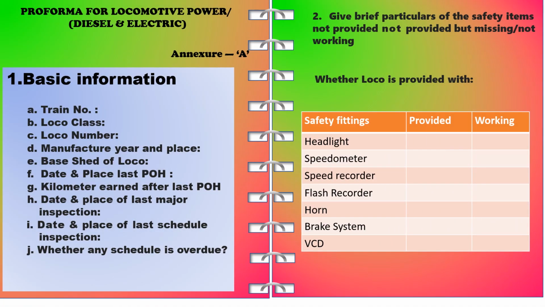And this is the PROFORMA for locomotive power measurements. Annex A, serial number 1 is on basic information about the train number, loco class, loco number, etc. Serial number 2 gives brief particulars of safety items not provided, missing or not working, or whether the loco is provided with headlight, speedometer, speed recorder, flash recorder, horn, brake system, etc. These are all basically information particulars to be recorded jointly.